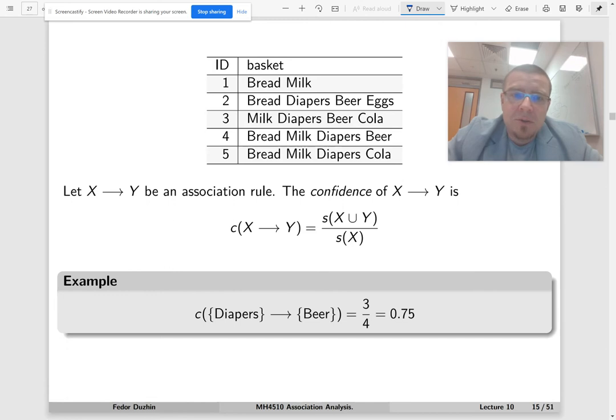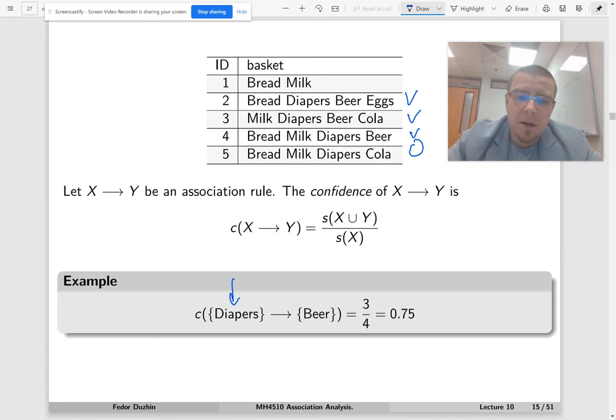Here is an example: diapers imply beer. How many transactions are there with diapers and beer together? Three. And how many transactions are there with just diapers? The left-hand side is just diapers. Four. So the confidence is 3 over 4.